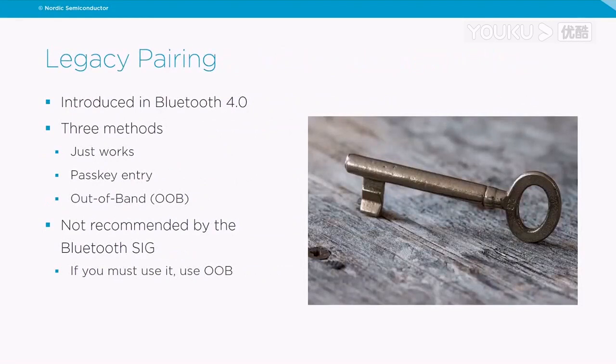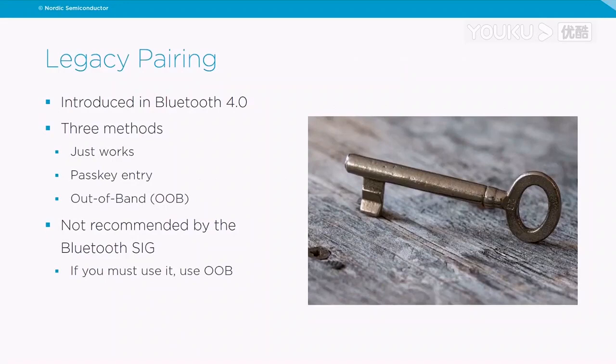So you have two types of pairing at a high level in Bluetooth Low Energy. You have the legacy pairing, and this is the one that was introduced in Bluetooth 4.0. It has three methods. Just Works, which is no authentication, and it does not protect against any attacks.